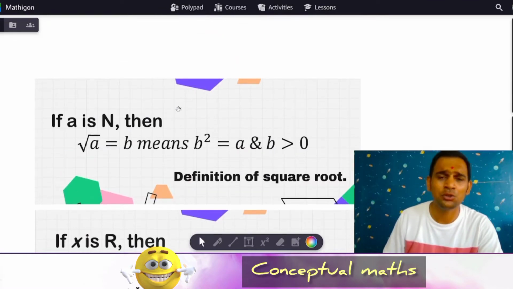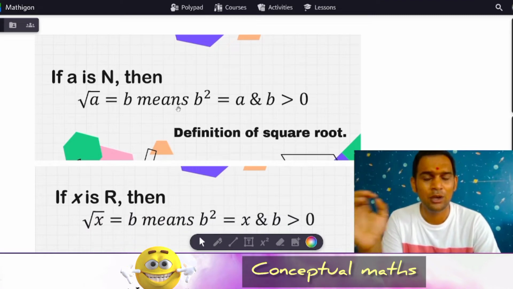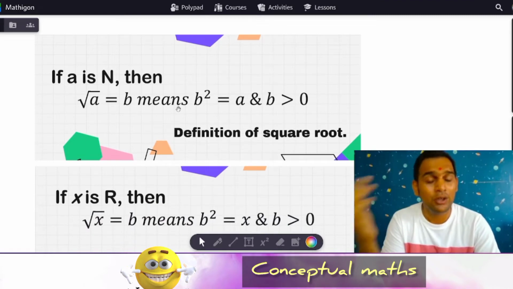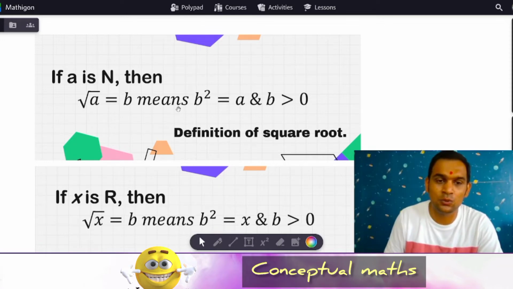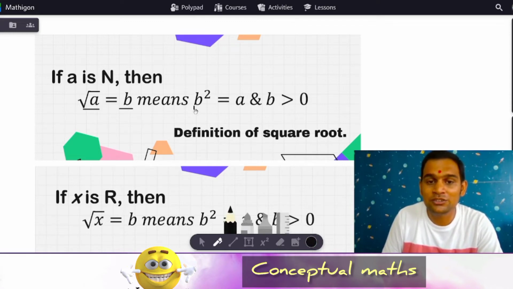Now, coming to the definition of square root, it's a very popular definition if we are discussing only natural numbers or rational numbers even. So if a is a natural number, then square root of a equals b means b square equals a, where b is greater than 0.